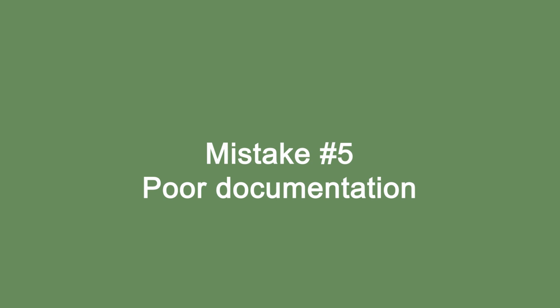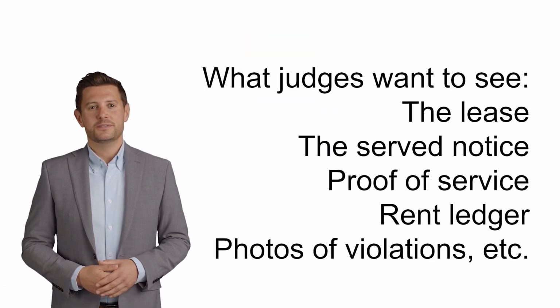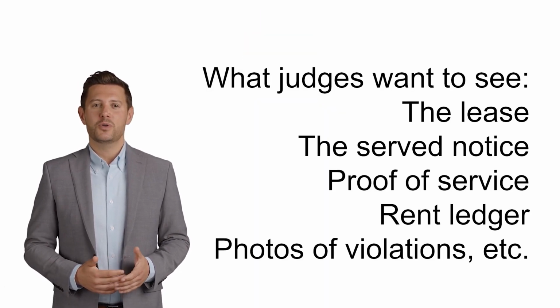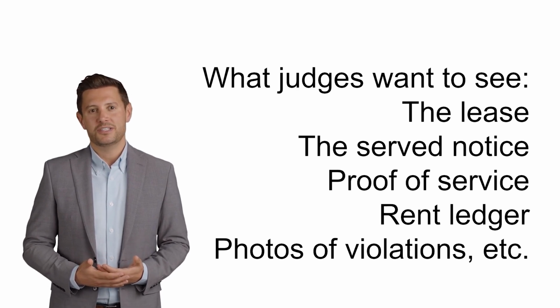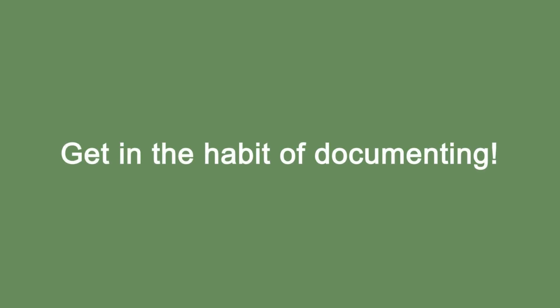Don't rush the filing. Mistake number 5 is poor documentation. The success of your case depends on the paperwork you bring to court. Judges expect to see the lease, the served notice, the proof of service, your rent ledger, photos or evidence of violations, communication records. If any of these are missing or incomplete, the court can ask for a continuance or dismiss the case. Make it a habit to document everything and store it in one organized folder for each tenant.